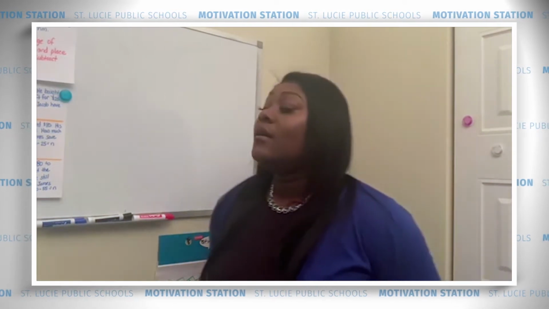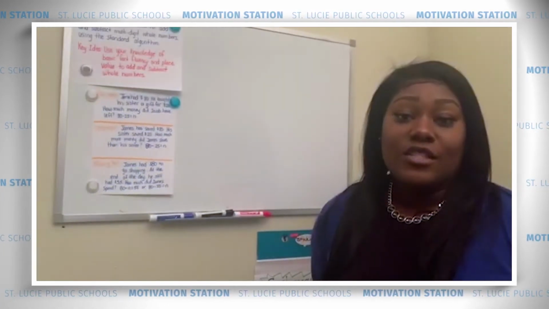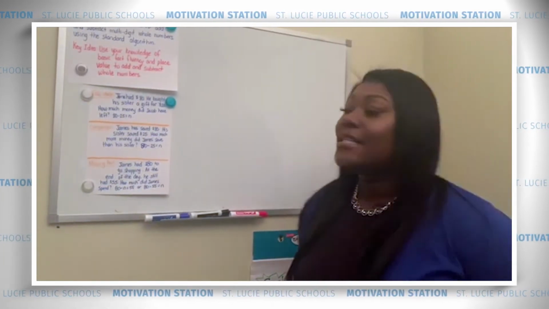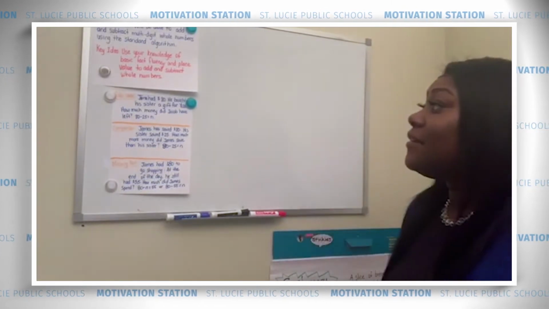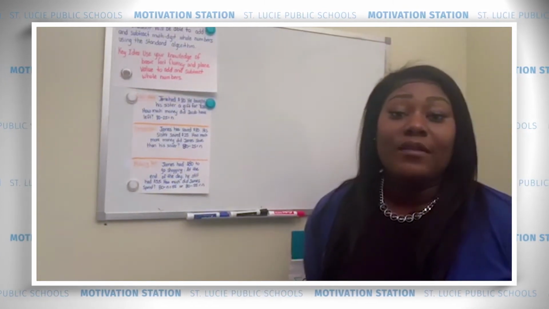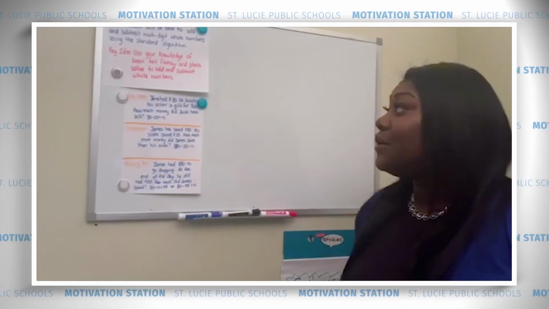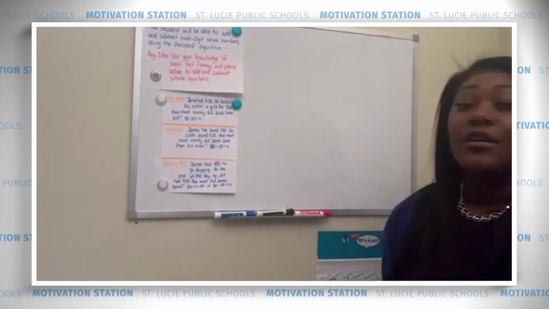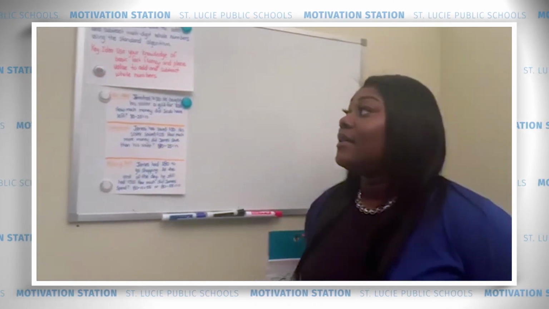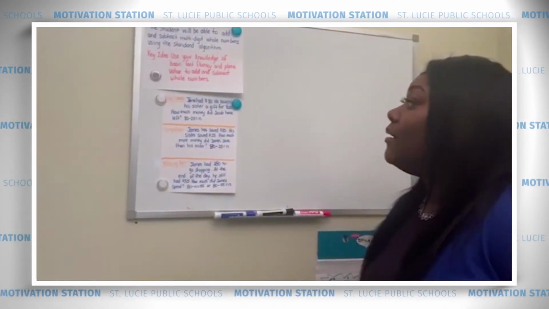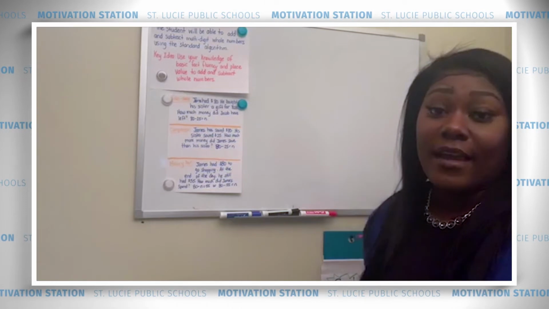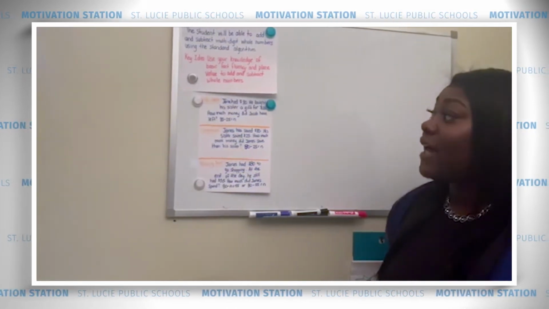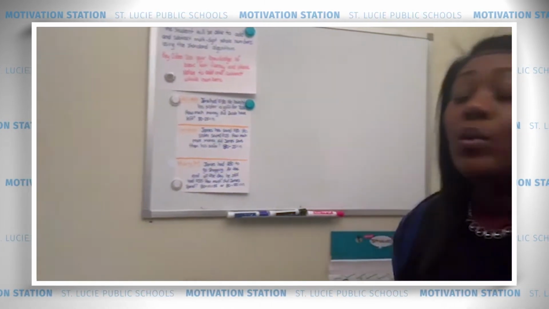In today's lesson, we are going to review subtraction of whole numbers. Last time we worked on addition. Let's take a look at the standard. The standard in this lesson is MBT 2.4, and it reads, the student will be able to add and subtract multi-digit whole numbers using the standard algorithm. The key idea reads, use your knowledge of basic fact fluency and place value to add and subtract whole numbers.